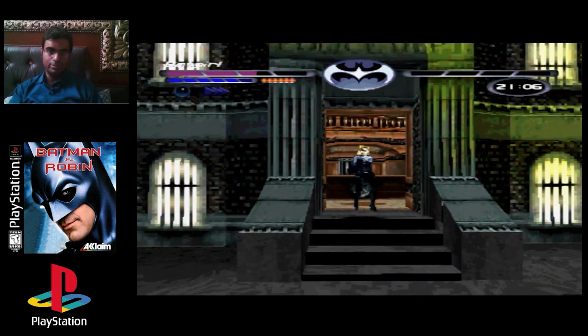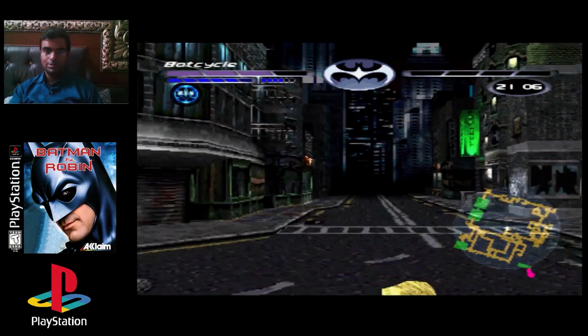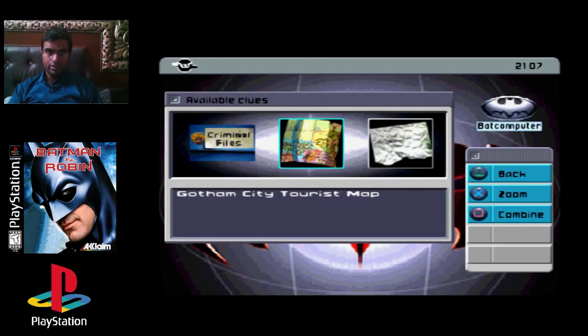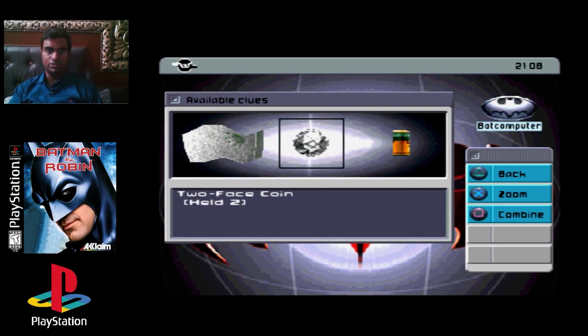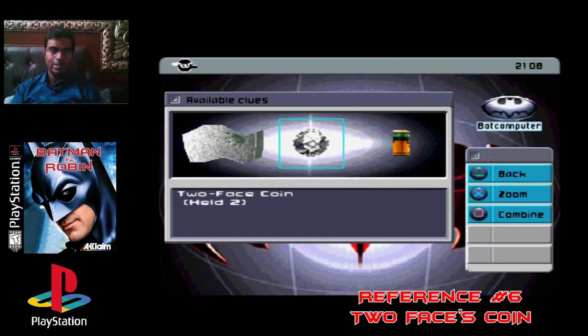Now let's proceed to the next reference. So here I am once again in the Bat Computer Console terminal, where you can see various clues related to different locations, and now I want to show you guys the final reference to the Batman Forever movie, which is this. This is a coin, as it says it is a two-face coin, and I'm currently holding 2 coins. As you can see from the name, it is called two-face coin.